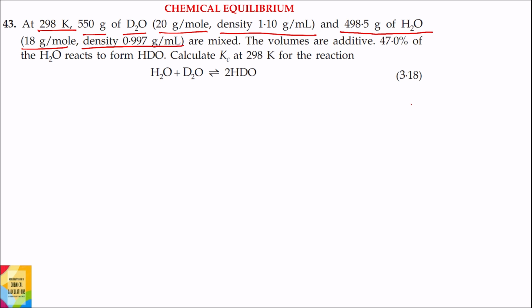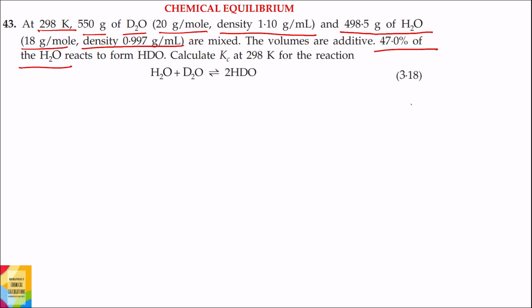Are mixed. The volumes are additive. Means when they are mixed, their volumes will add. When we are mixing a certain volume of D2O with a certain volume of H2O, the volumes will add. So final volume of the solution will be equal to sum of the volume of D2O and H2O.